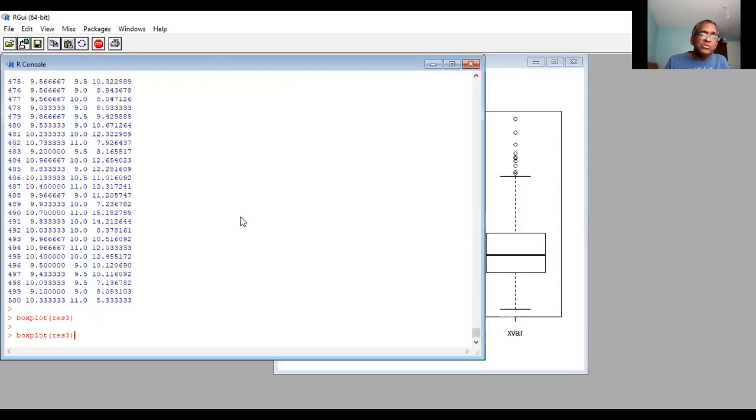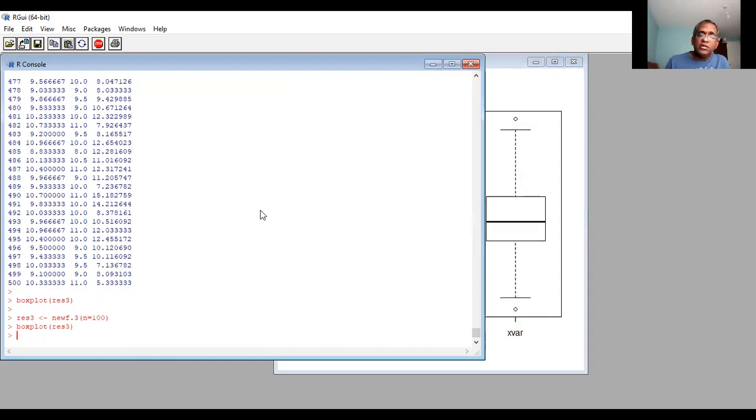Now, suppose you take n to be say 100, and then you do a box plot of it.